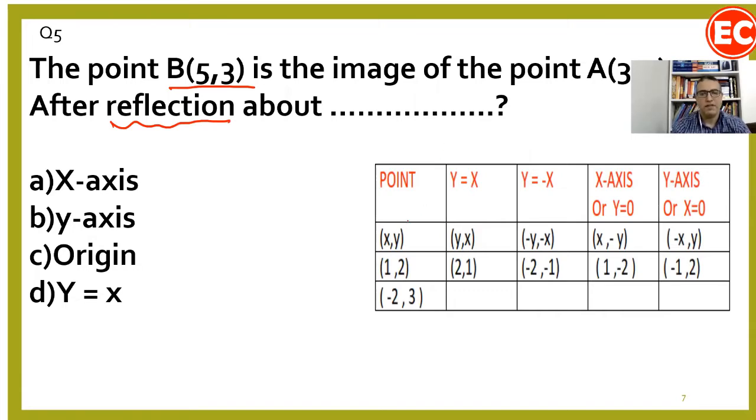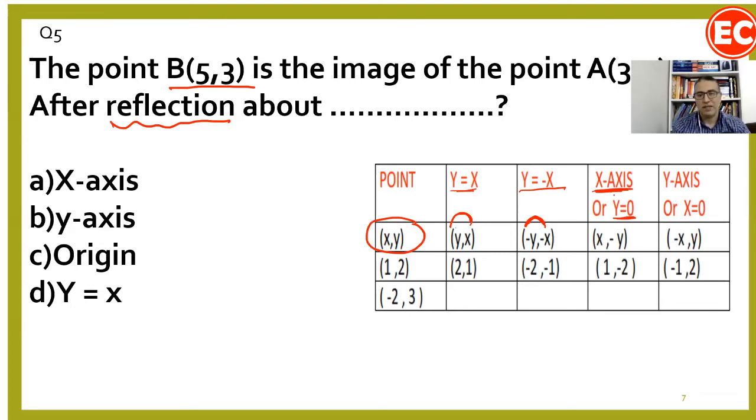about a point. If the point is (x, y), reflection about y = x gives me the flip of the point, so (y, x). I flip the point. About y = -x, I flip the point and I change the sign. In case of the x-axis, notice that the x-axis has the equation y = 0. And the y-axis has the equation x = 0.